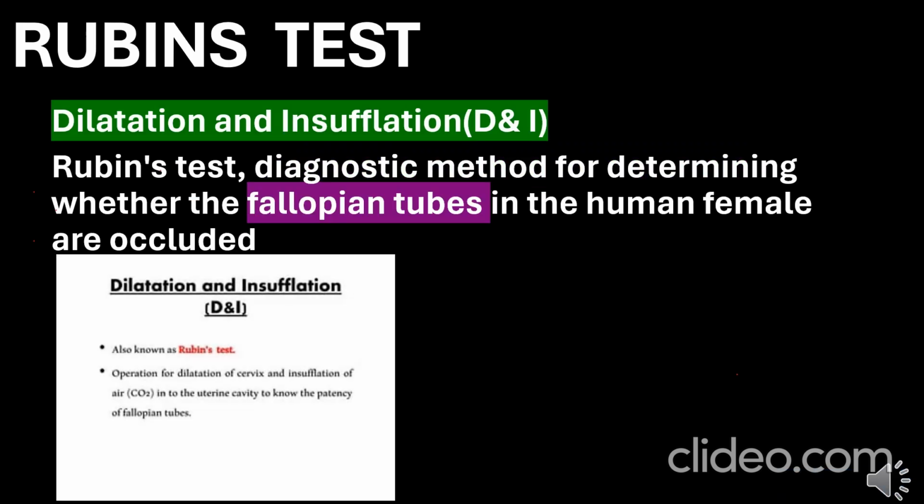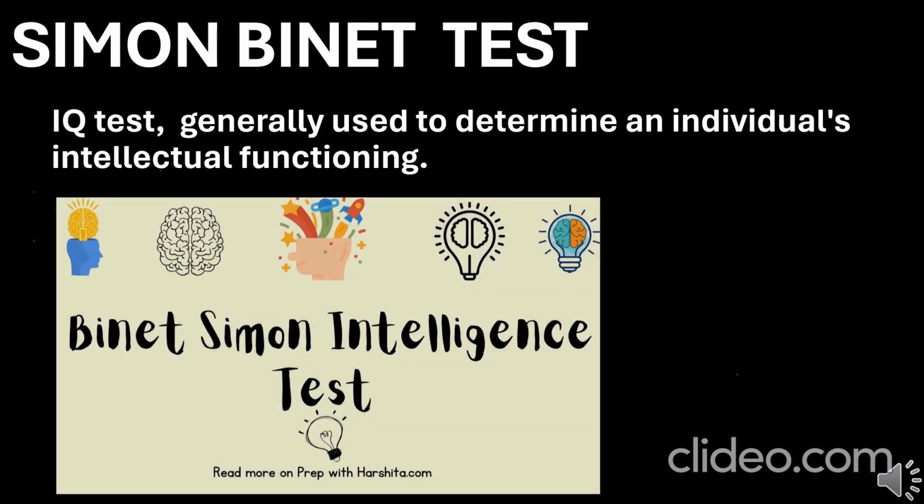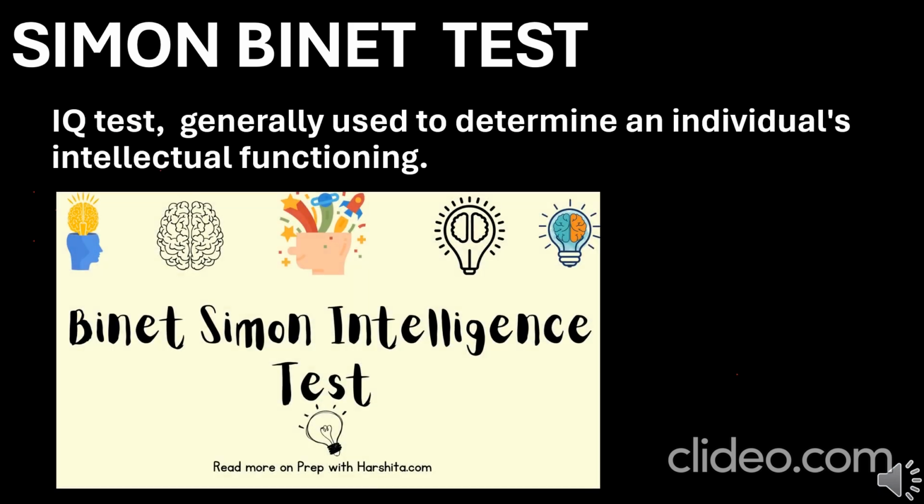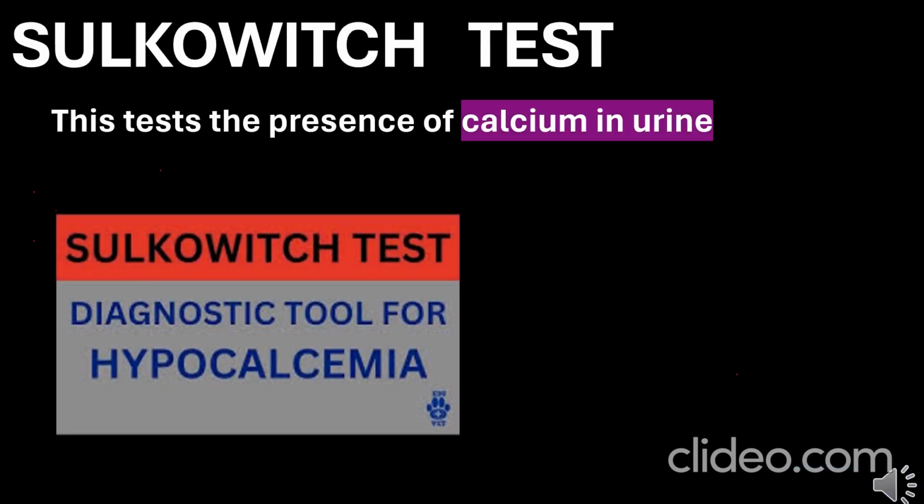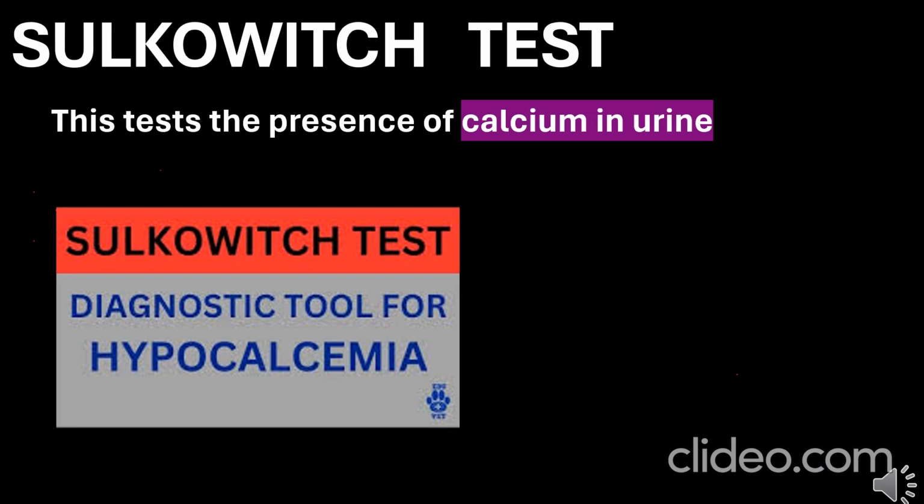Rubin's test. It is dilatation and insufflation. This is a diagnostic method for determining whether the fallopian tubes are occluded or not. Simon-Binet test. This is IQ test generally used to determine an individual's intellectual functioning. Sulkowicz test. This tests the presence of calcium in urine.